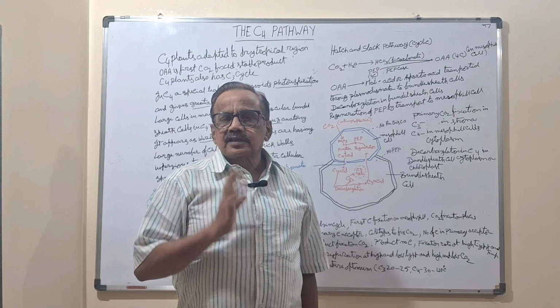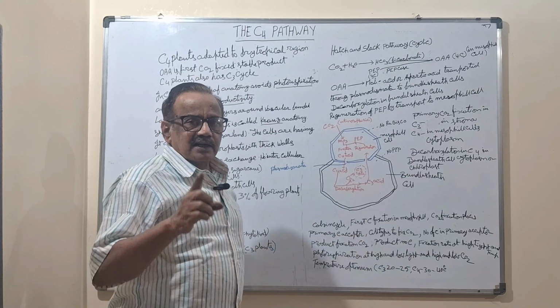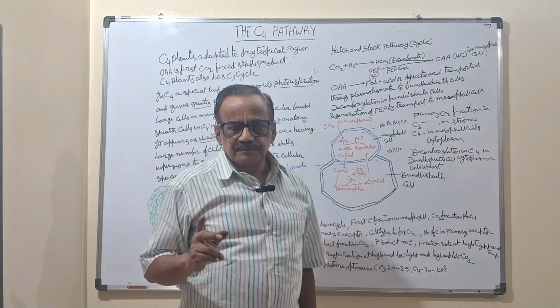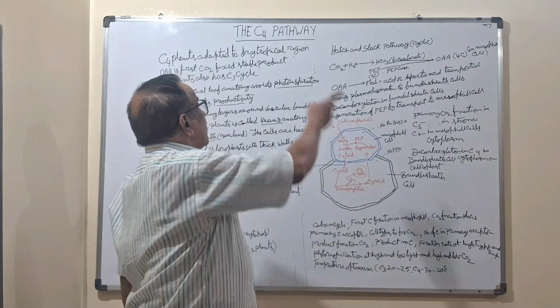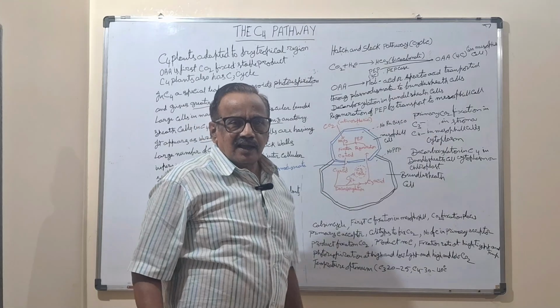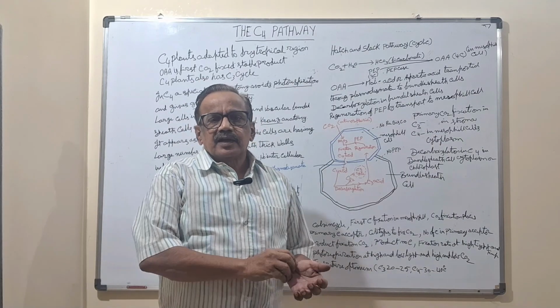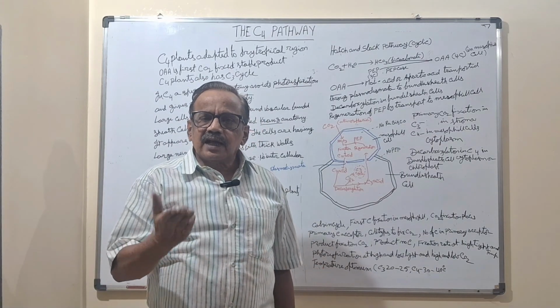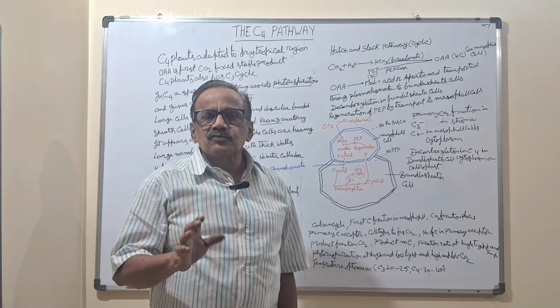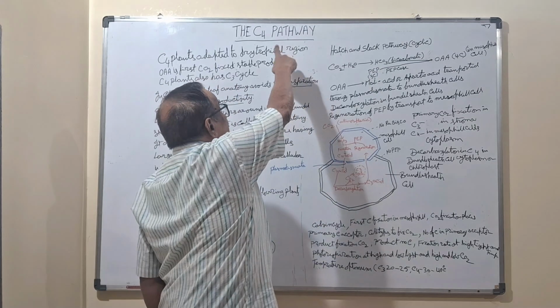Now, regarding C4 plants in the cycle, what are the C4 plants? You know that C4 plants show the C4 pathway. It means the primary carbon acceptor is a 3 carbon compound, and its stable product is oxaloacetic acid, which is 4 carbon, so we call it C4.